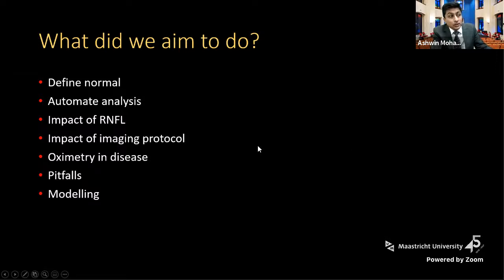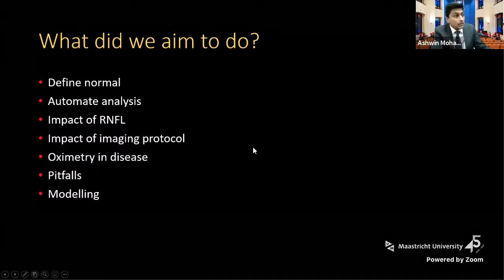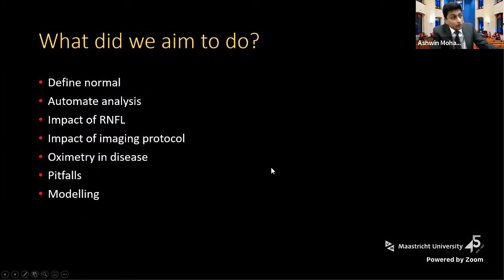Then we wanted to look at the impact of the RNFL. So what is the RNFL? Consider this as a covering for the retina. It is the topmost layer of the retina. And then the impact of the imaging protocol, that is, we wanted to see whether the angle of the camera can make any difference. And after we have seen what is normal, we wanted to see how oximetry behaves in disease. We wanted to see whether there are any pitfalls, any drawbacks of this method. And then we wanted to do modeling.